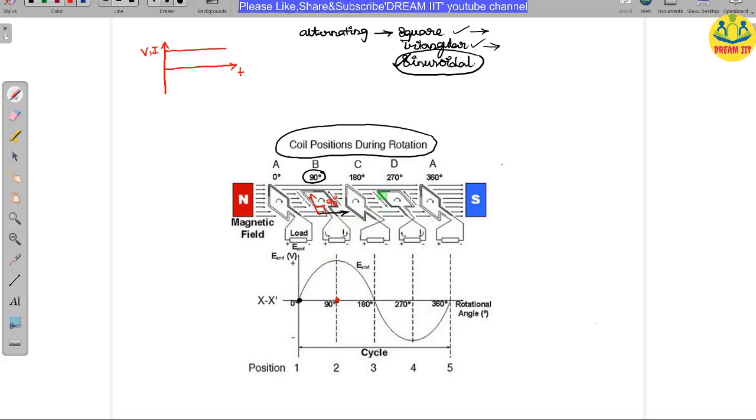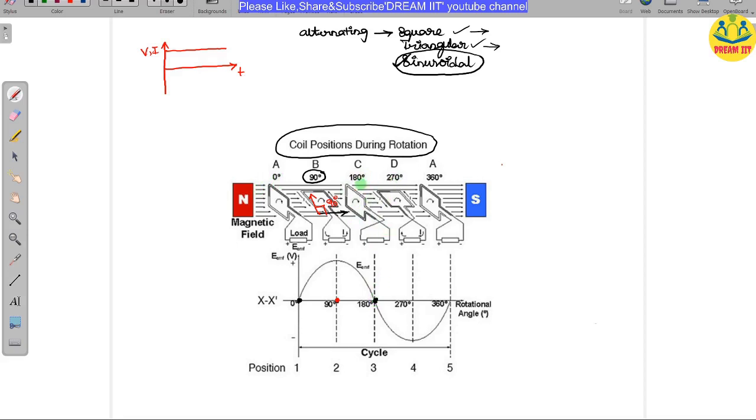After another 90 degrees of rotation, you get 180 degrees. At this 180 degree position you can observe the same position as A, but the conductor positions are shifted. So once again the induced EMF is 0 here.